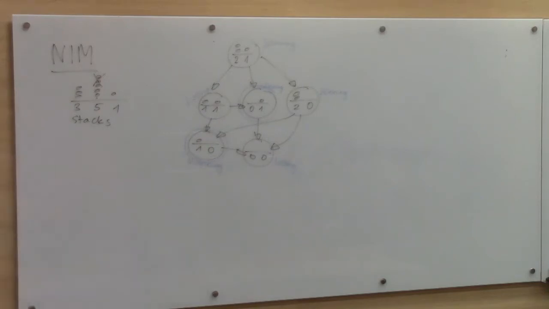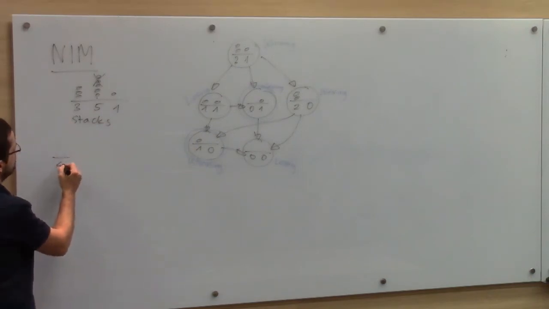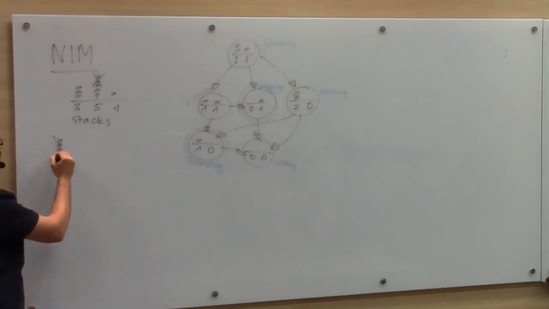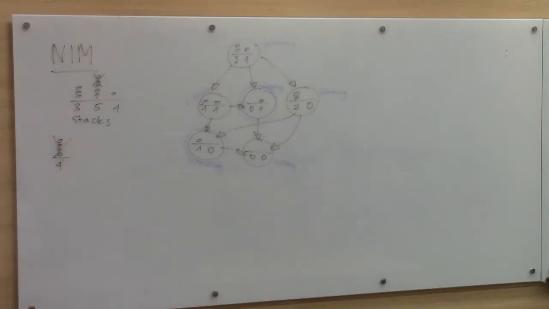So in order to find out what the algorithm is, you can see what is happening for smaller games. So for instance, what happens if you have only one stack? If you have only one stack, so for instance it has 4 elements, then you know that if you're the first player, you can remove everything, and then the second player will have no possible move.